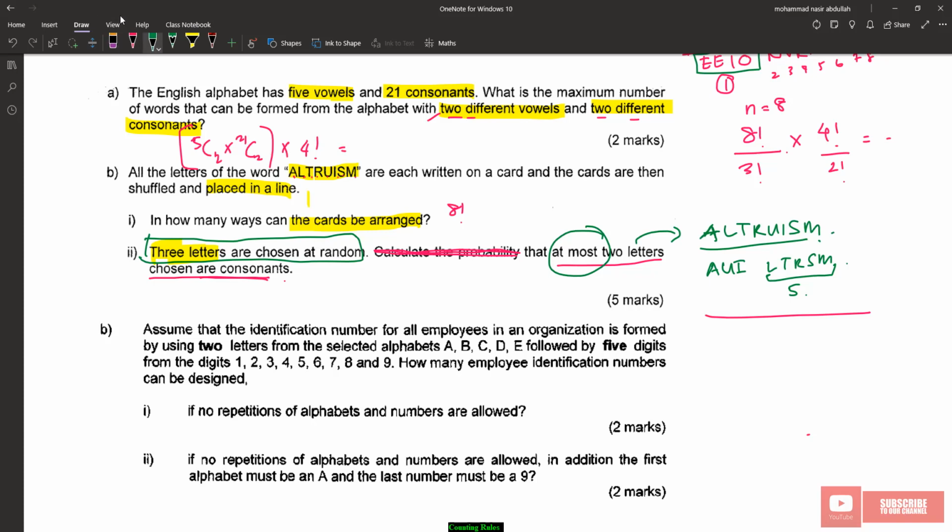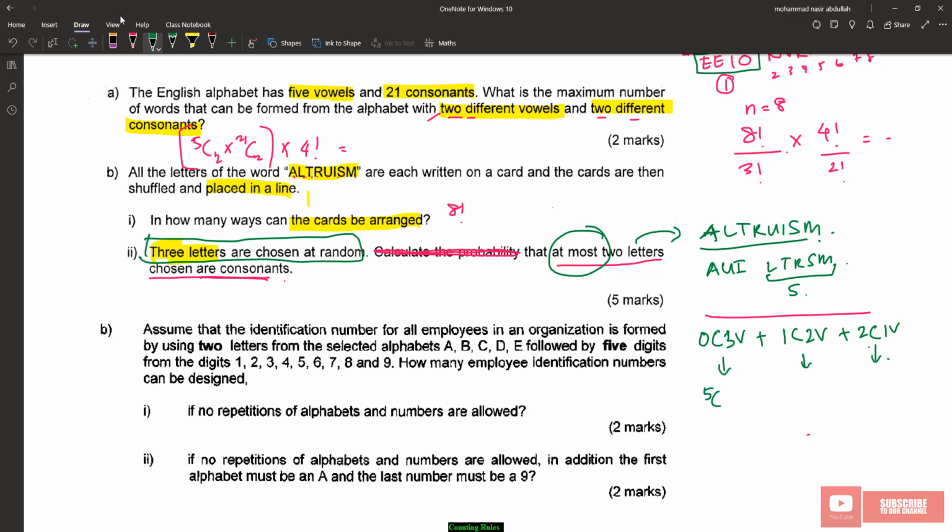Sama ada kosong consonants, dia 3 kan? 3 vowel. Plus 1 consonant, 2 vowel. Plus 2 consonant, 1 vowel. Paling banyak 2 kan? Okay? Alright, good. So then we translate it to mathematical form.